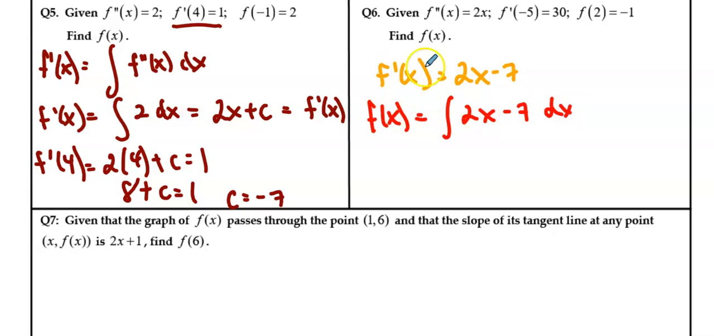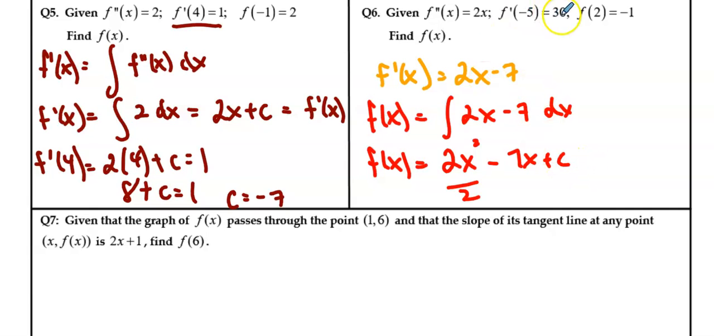So f of x is going to be the integration of our first derivative, as we mentioned in question number 3, or the first example that we did in this video. So let's integrate it. So f of x can be equal to, I like this one, 2x squared over 2. This is a really nice one to know off the top of your head: the integration of 2x is just going to be x squared minus 7x plus c.